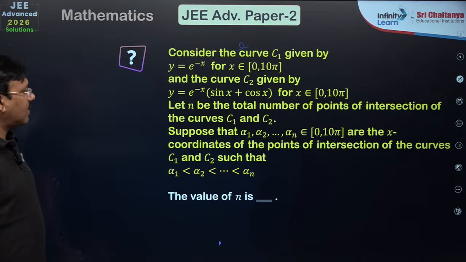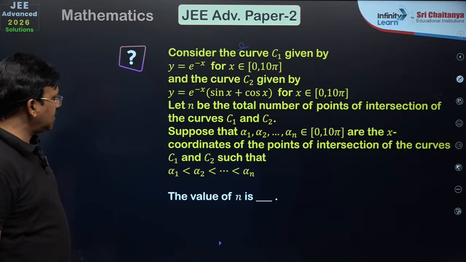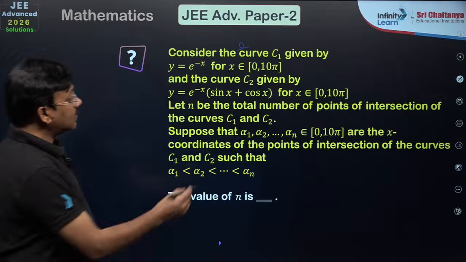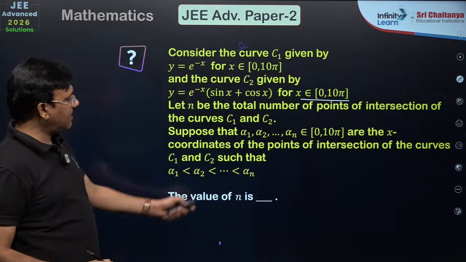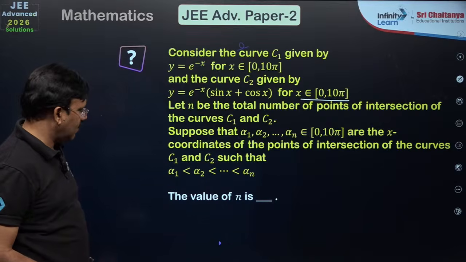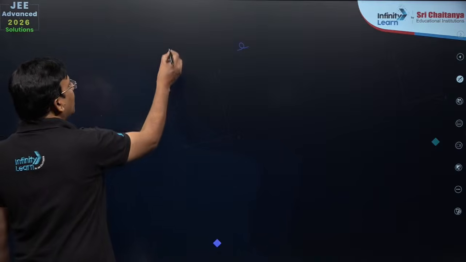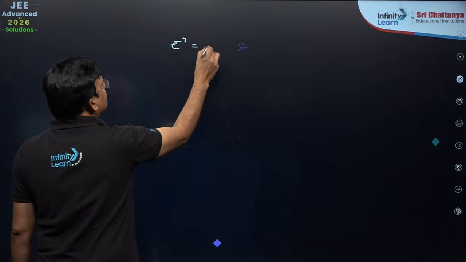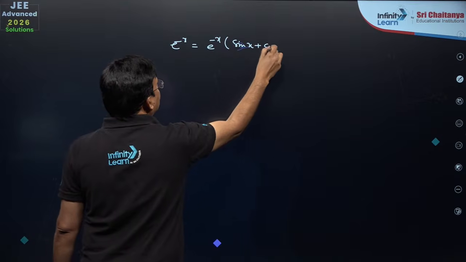Yeah, coming to paragraph kind of questions. Here, this particular function e power minus x, and this we have to, you see, in the closed interval 0 to 10 pi, the points of intersection are given as alpha 1 to alpha n in order, then n he is asking. So friends, here one curve is e power minus x, second curve is e power minus x into sin x plus cos x.